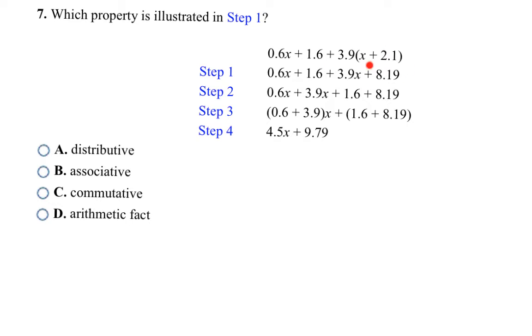In step 1, the parentheses were removed from the original problem, and the 3.9 was multiplied by the x and by the 2.1. Since 3.9 was multiplied by both terms in the parentheses, the 3.9 was distributed, and so that's going to be the distributive property, and that's going to make letter A my final answer.